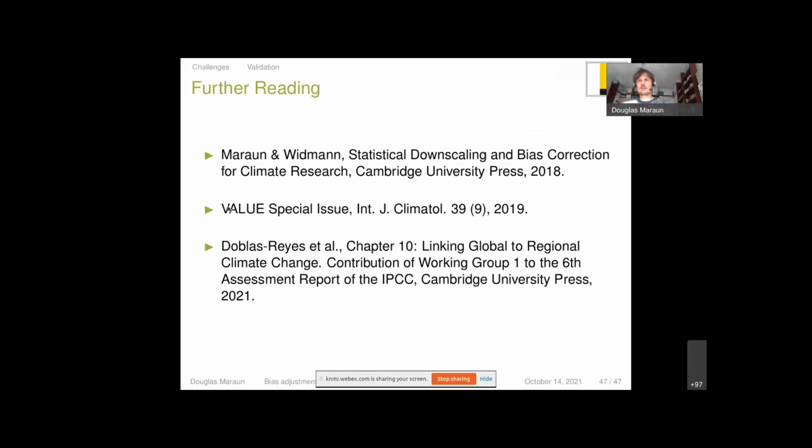So the special issue I mentioned already, and the new IPCC chapter 10, where there's a lot about model performance. And this whole chapter is about how to build information which you can use for regional impact modeling, for decision making. And you have to really consider not only to choose a wise bias adjustment method, but you also have to consider whether your models, the climate models, are fit for purpose.